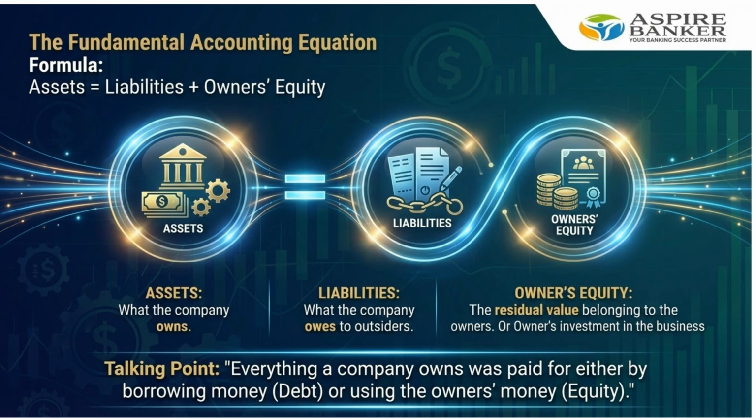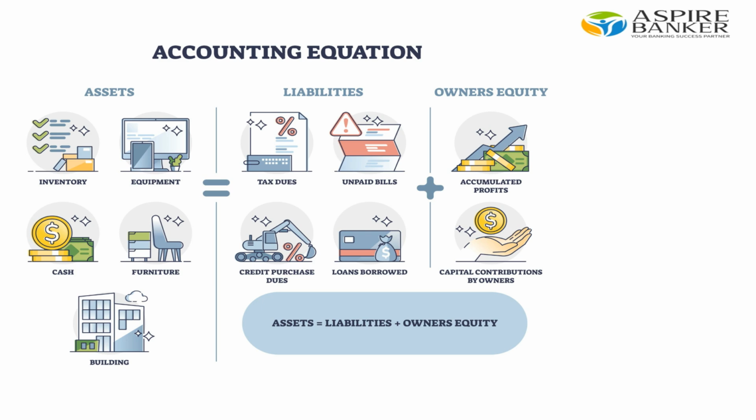This means everything a company owns is financed, either by debt, which are liabilities, or by the owner's investment, which is equity. This visual illustrates how various items like inventory, cash, and equipment make up assets, while tax dues, loans, and unpaid bills constitute liabilities and owner's equity.